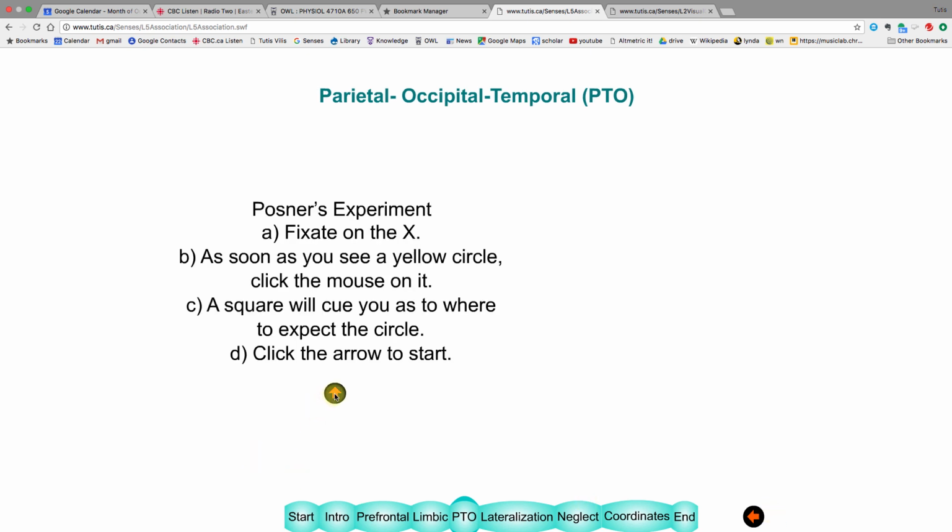Okay, I'll show you here what will appear, you'll see an X. You have to fixate it. So try to do that. And then there'll be a yellow circle, and you're supposed to notice it. You're supposed to respond as quickly as possible when you see the yellow circle. But to guide you as to where the yellow circle might be, you'll see a little square. So that'll hopefully draw your attention to where the yellow circle will appear. Okay, I'll start now.